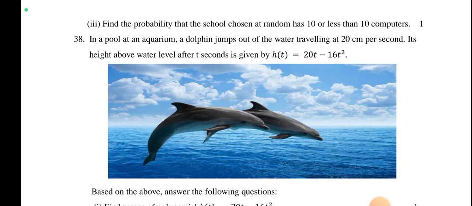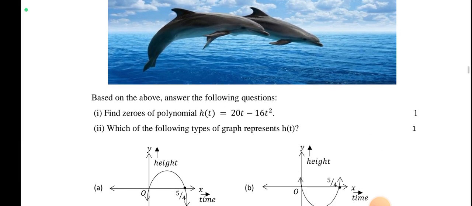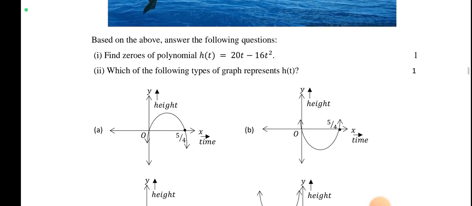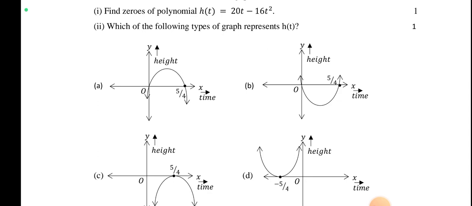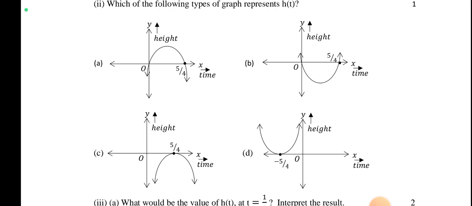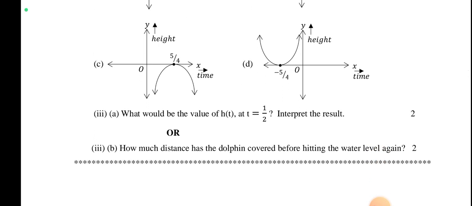And the 30th is actually a very nice picture. Dolphin aquarium. They have given h of t equals 20t minus 16t square. They're asking to find the zeros of the polynomial. It was easy. And which of the following graphs represents h of t, as an MCQ, with option A, option B, option C or option D. Then the third question talks about t equals 1 by 2, and they ask you to interpret the result.